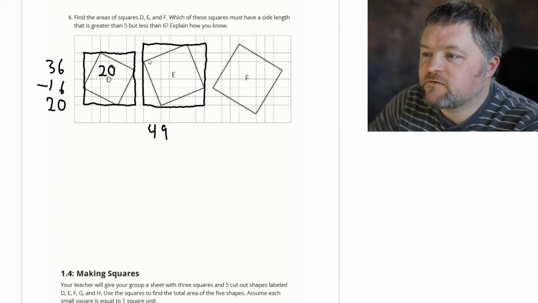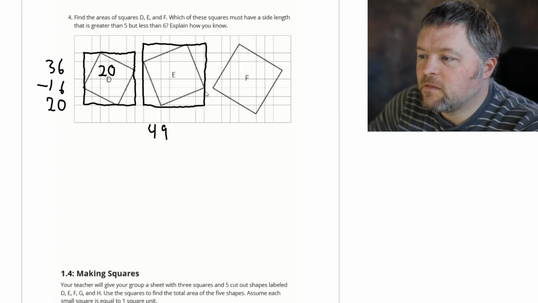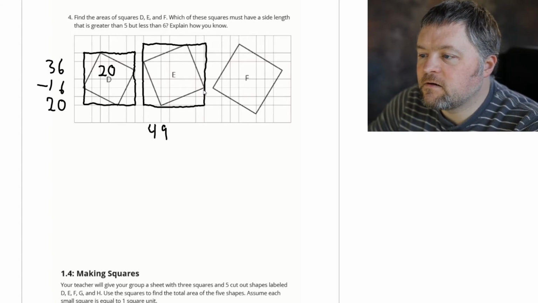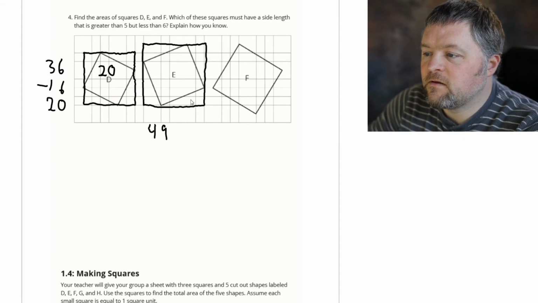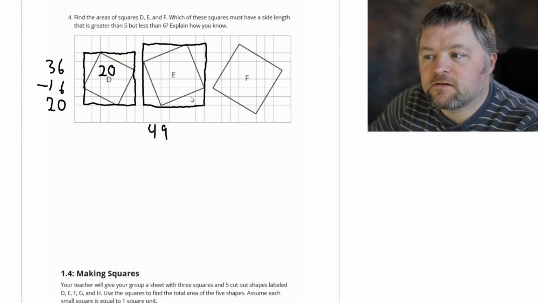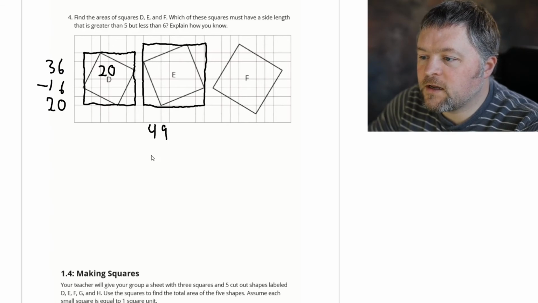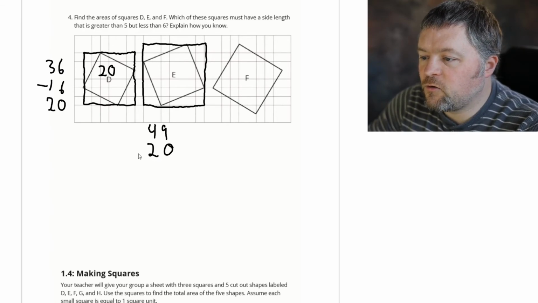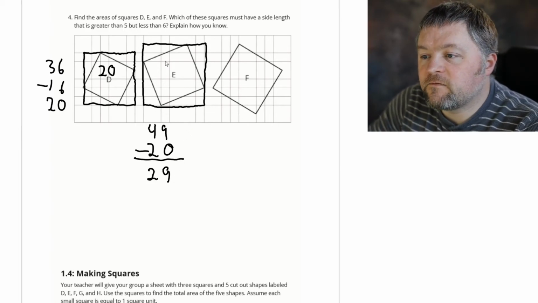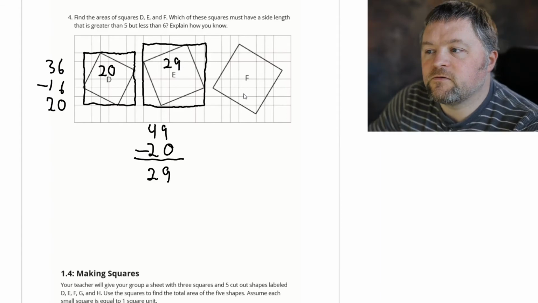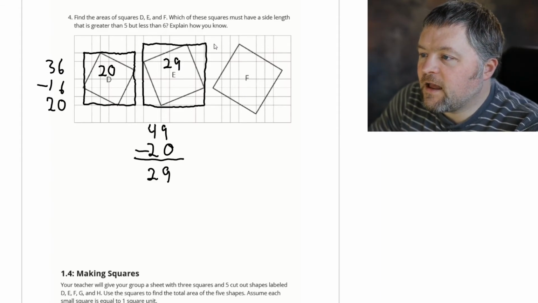What is the size of each of these triangles? Height of 2. 1, 2, 3, 4, 5. 2 times 5 is 10. Divided by 2 is 5. Area of each of those triangles is 5. 5, 10, 15, 20. Subtract 20. That gives us an area of 29 square units. Now F.